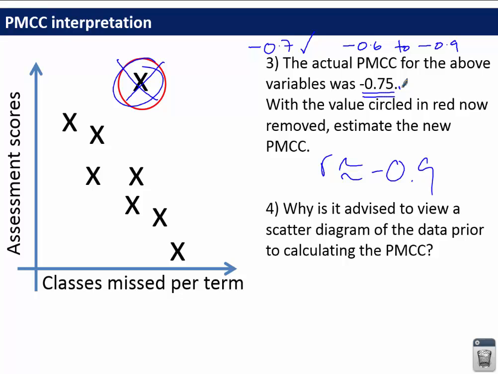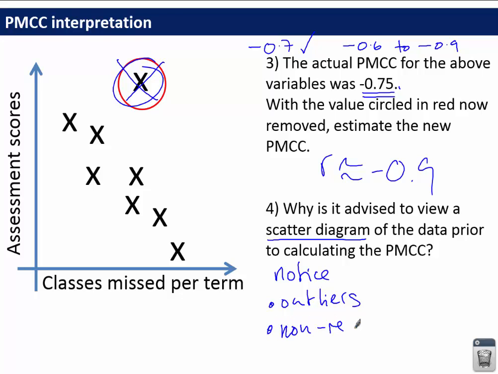Final question is, why is it advised to draw the scatter diagram? We mentioned this slightly before. Why use a scatter diagram before calculating the product moment correlation coefficient? So one possible answer to this question is staring us in the face in the diagram. When we draw a scatter diagram, we notice any possible outliers.